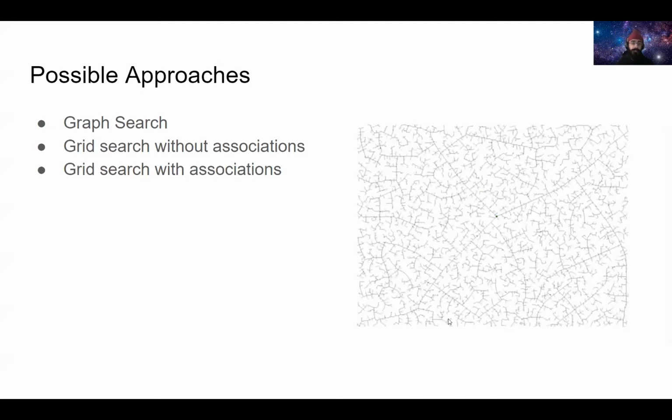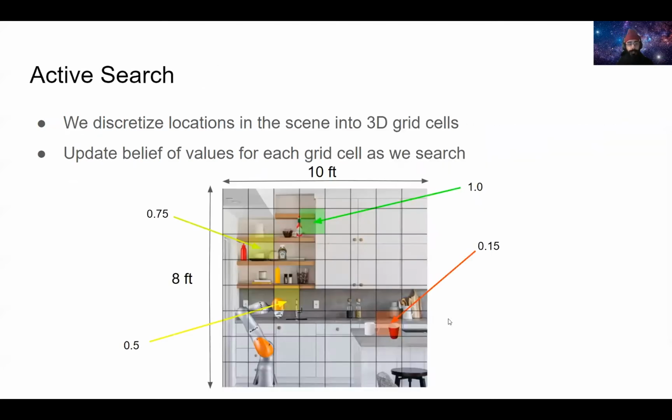And so instead, we decided to go for a grid search algorithm. The way that the algorithm works is that we essentially define a belief, which is a probability value, which we associate with every cell in the grid. It defines the probability, given the robot's current knowledge of the scene, that the target object is located in that grid cell.